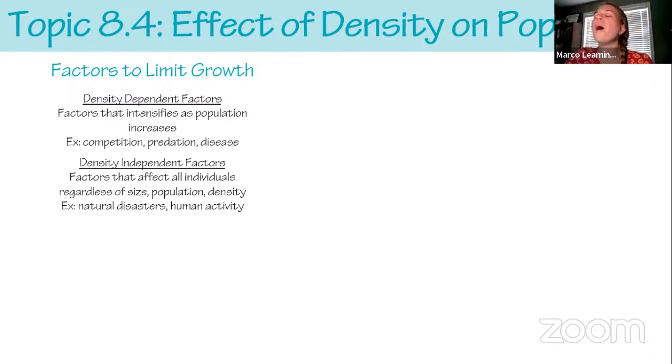Okay, whatever. Density independent factors. This is something that means nothing based on the density, it doesn't matter about the size. So like a natural disaster, a tornado doesn't really come because there's more people. It doesn't move toward the populous area because there's more people there. It is a natural disaster. It doesn't really care about density. Human activities, all that does not really depend on the density.